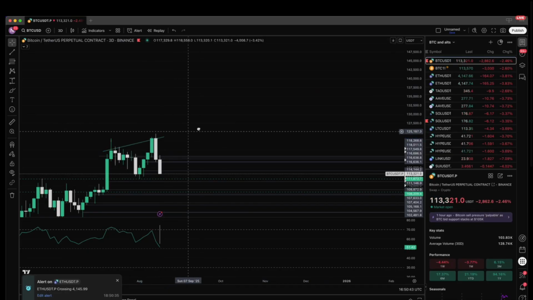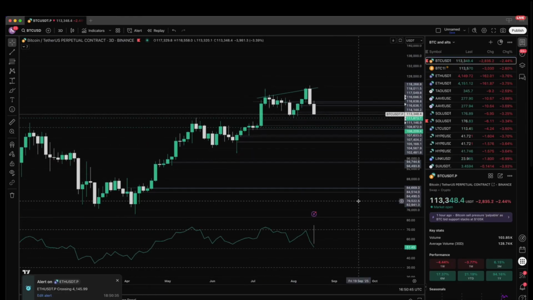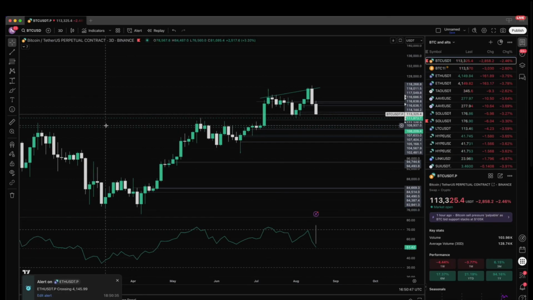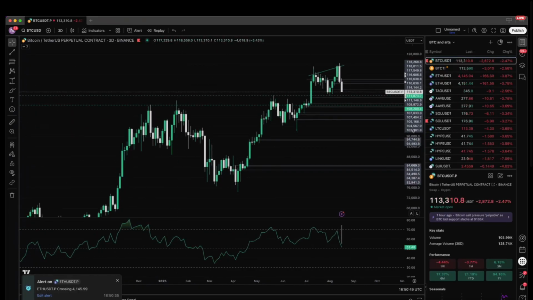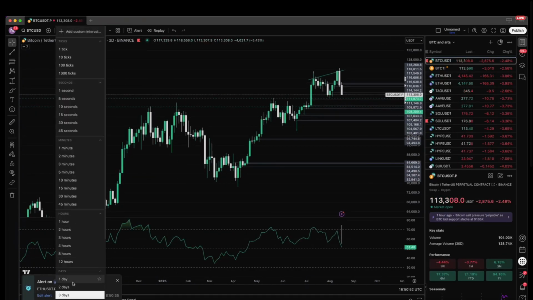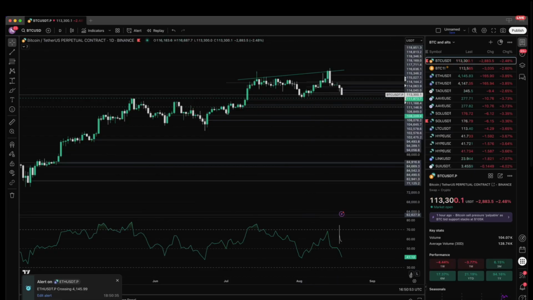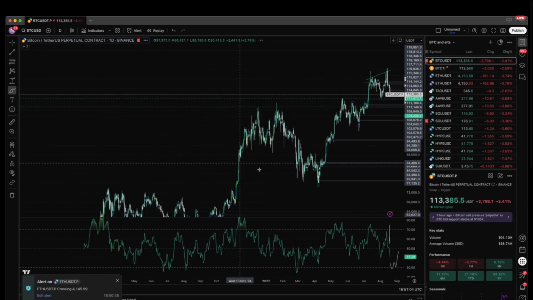So when it comes to spot buys for BTC, for example, I would want to see a higher time frame bullish divergence. Now that can be on the daily. I set an alert for daily RSI, and then I look at something like this, just as it happened here, right? Literally a daily bullish divergence.